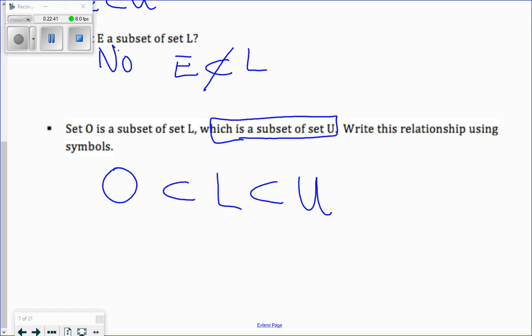Now you may also see it drawn with brackets, and it means the same thing. It's essentially saying every element in this is in this, and every element in this is in that. Make sense?